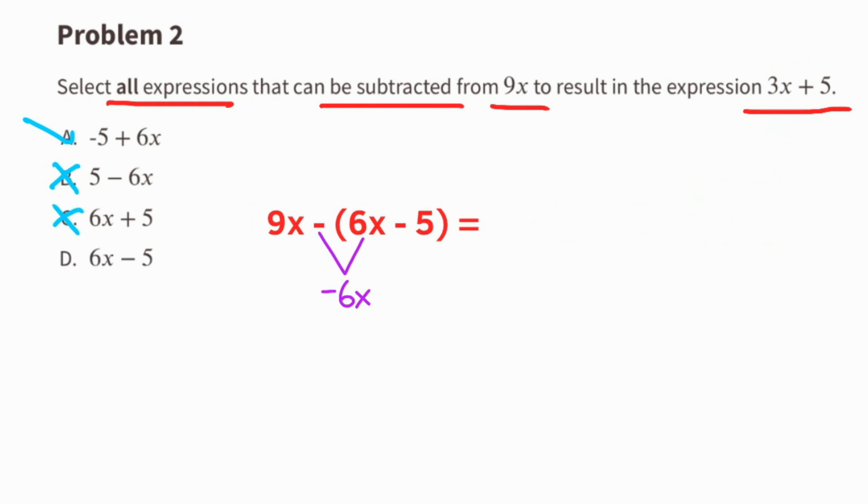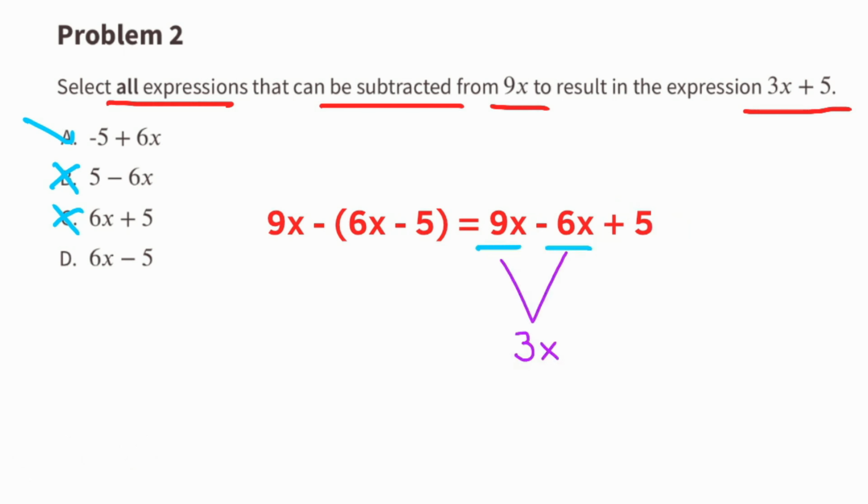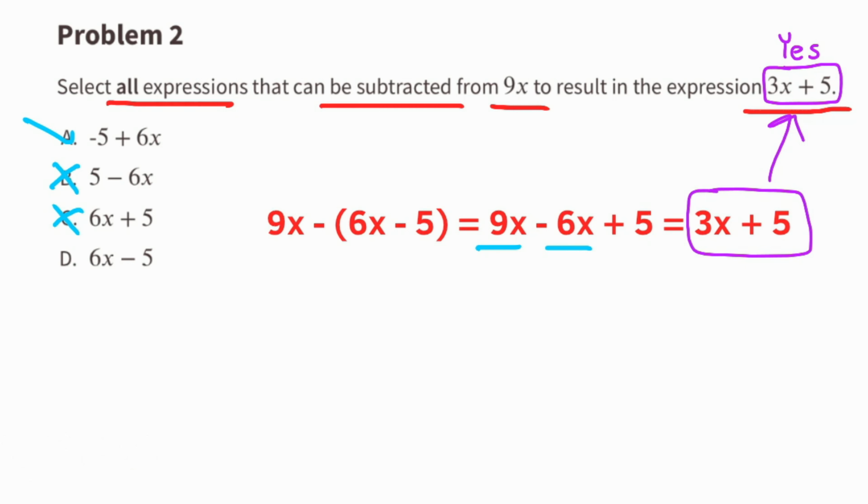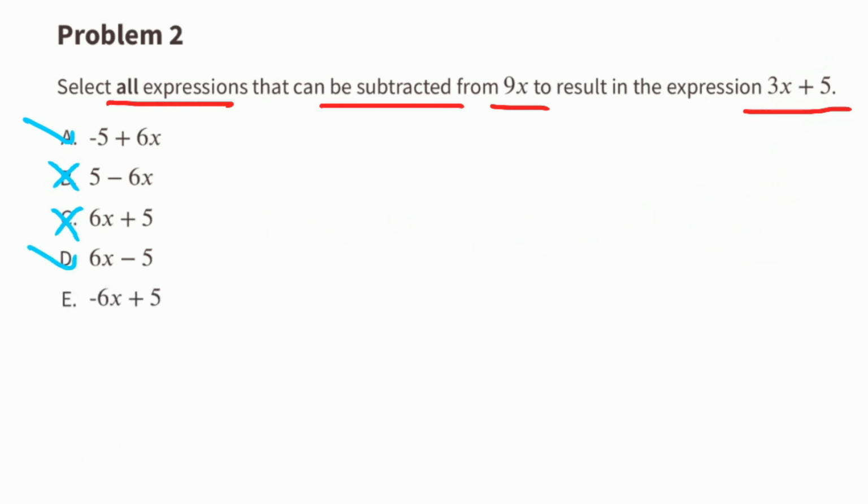D. A negative times a positive is a negative, and a negative times a negative is a positive. So now the expression reads 9x minus 6x plus 5. Let's combine the terms that have an x. 9x minus 6x is 3x. Now the expression reads 3x plus 5. And yes, 3x plus 5 matches the original expression.